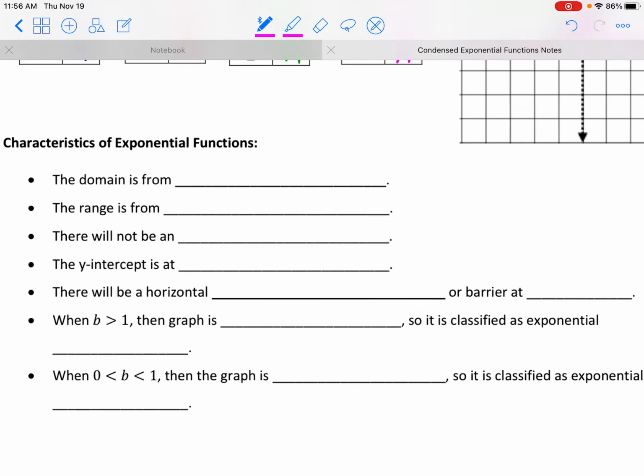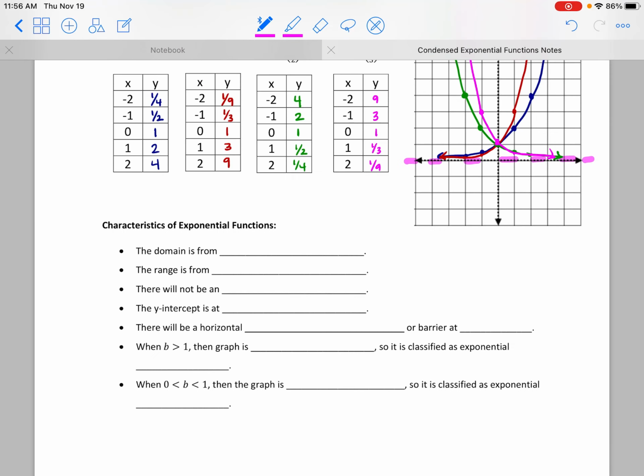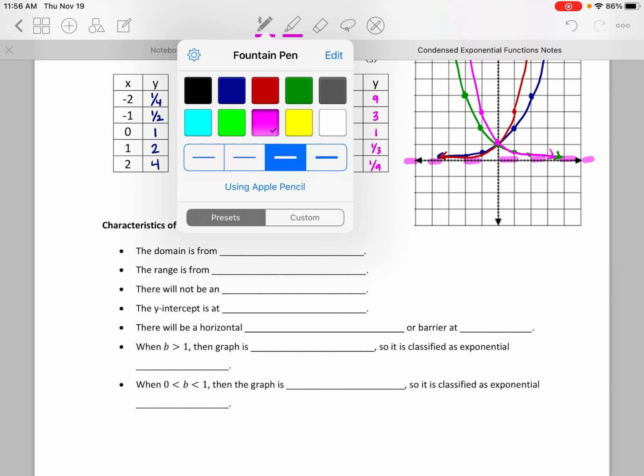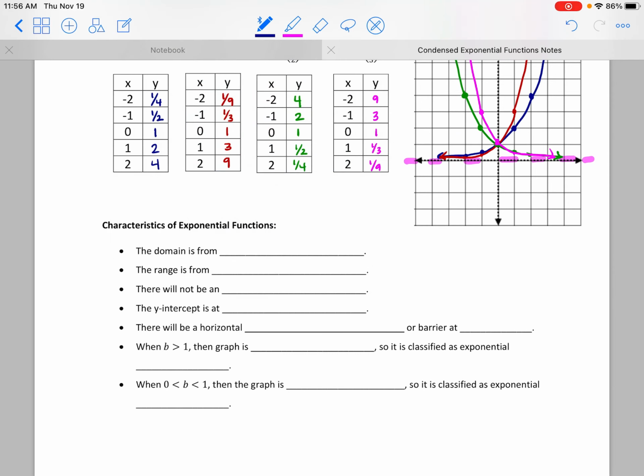So the domain, as I mentioned before, is unrestricted, right? All of these graphs go left and right forever because there's no restriction on what we can plug in for x. So the domain was x's. We can plug whatever we want in for x. So every single domain was from negative infinity to infinity, or we could say all real numbers. We can plug whatever we want in for x in an exponential function. It's going to spit out a value for y.